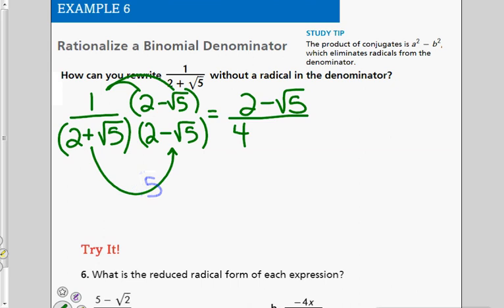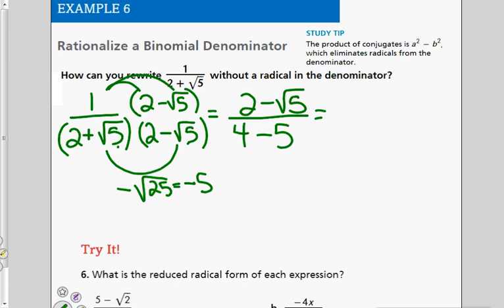so we don't write anything for the O and I in FOIL. But last, what do you get? Negative square root of 25, which is just negative 5. Positive times negative is negative. Root 5 times root 5 is 25, so it's just negative 5. All right? So the numerator is 2 minus root 5, and the denominator is just negative 1. The bottom is now a rational number instead of irrational. That was the goal.